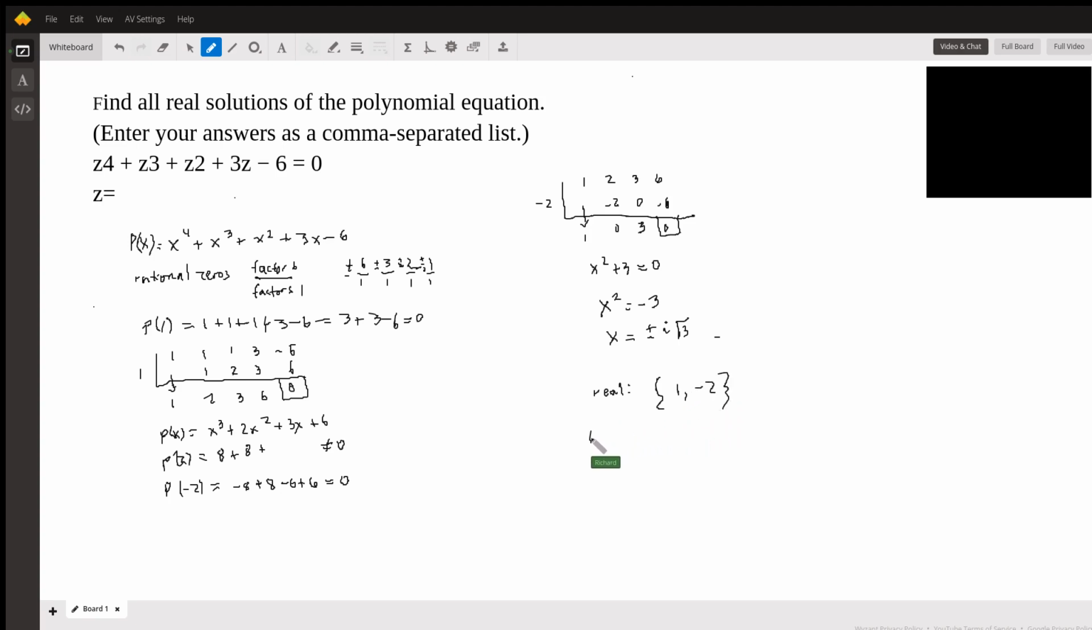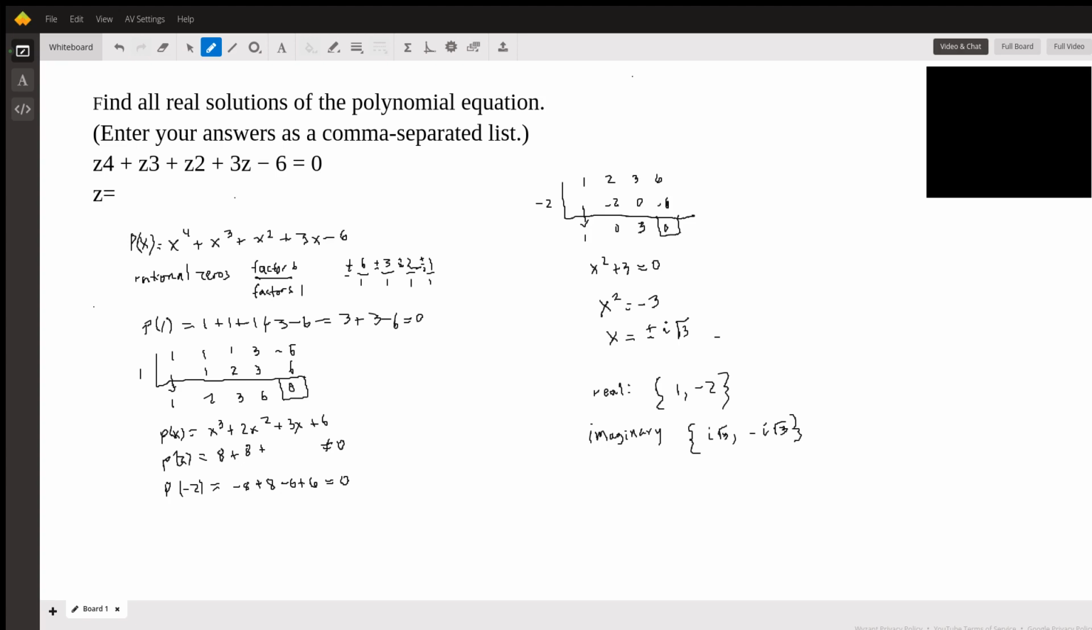If you wanted to write the imaginary, not a very long list here. So it'll be i root 3 and negative i root 3 would be the imaginary zeros, and that's it.